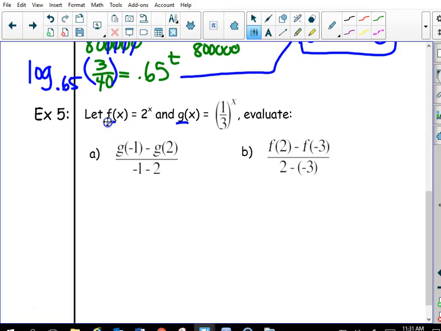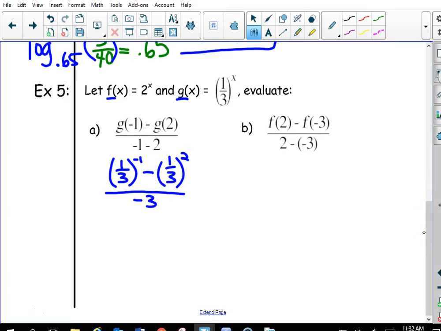we're going to plug in -1 and 2 for x on g, and then do some subtraction and then simplify the denominator and finish calculating. So g of -1, that's going to be 1/3 to the -1 minus g of 2, which is 1/3 to the second power. That's all over -1 minus 2, which simplifies to -3.